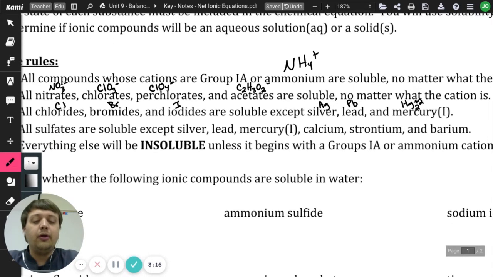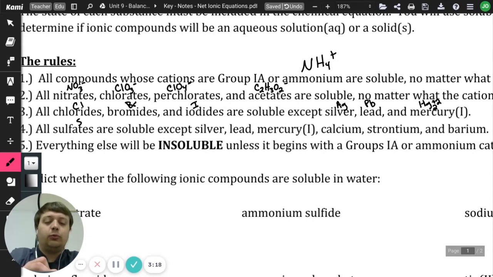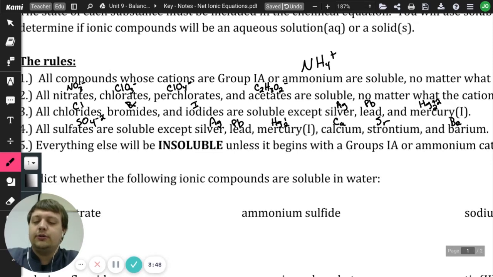The very last rule says that all sulfates, which remember sulfate is SO4 with a -2 charge, are soluble unless they're paired up with silver, lead, mercury 1, but then also calcium, strontium, and barium. So as long as they are not paired up with silver, lead, or mercury 1, Hg2 +2, calcium, strontium, or barium, they are going to be soluble.